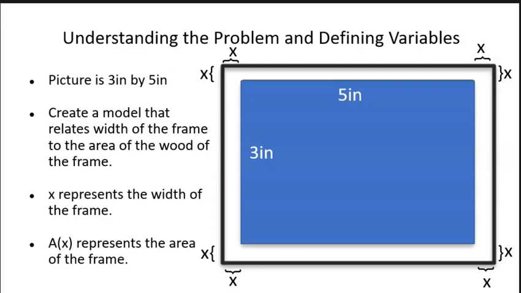To understand the problem in this task, let's consider a similar problem. In the task, the picture in the frame is 8 by 10. In this example problem, we will explore a situation where the picture is 3 inches by 5 inches. We want to create a model that relates the width of the frame to the area of the wood of the frame, and then find and interpret the key features.